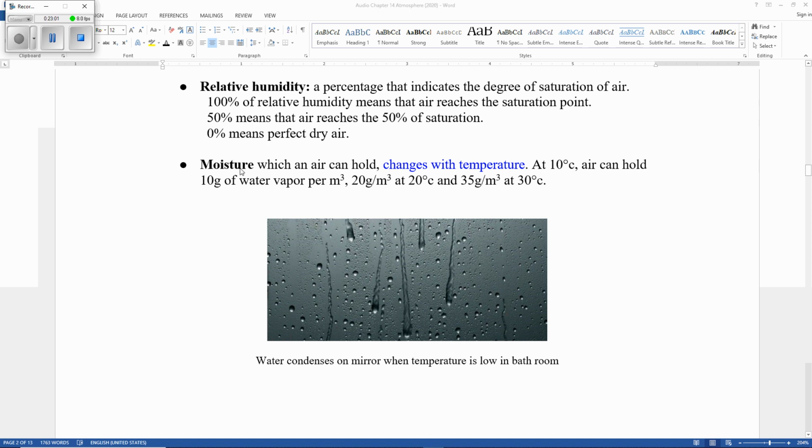Now how much moisture, the water vapor, the air can hold depends on the temperature. When temperature increases, the air can hold more. Say I give you some numbers here. At 10 degrees, air can hold up to 10 grams per cubic meter. 20 degrees, 20 grams per cubic meter. But not linear. At 30 degrees it can hold up to 35.